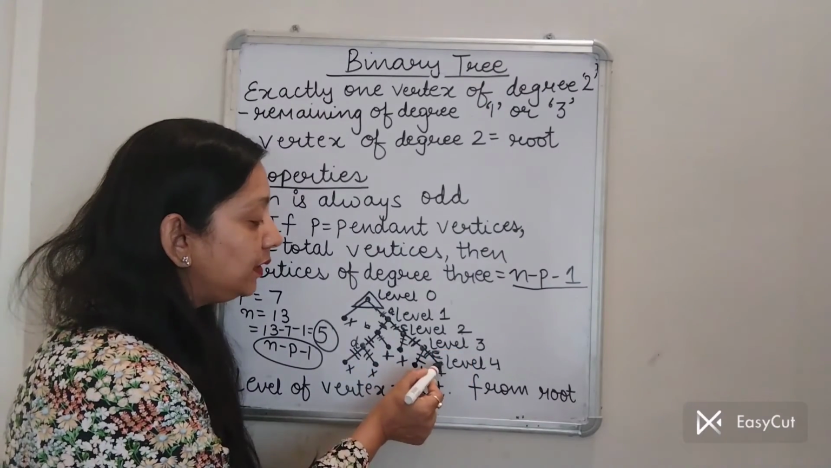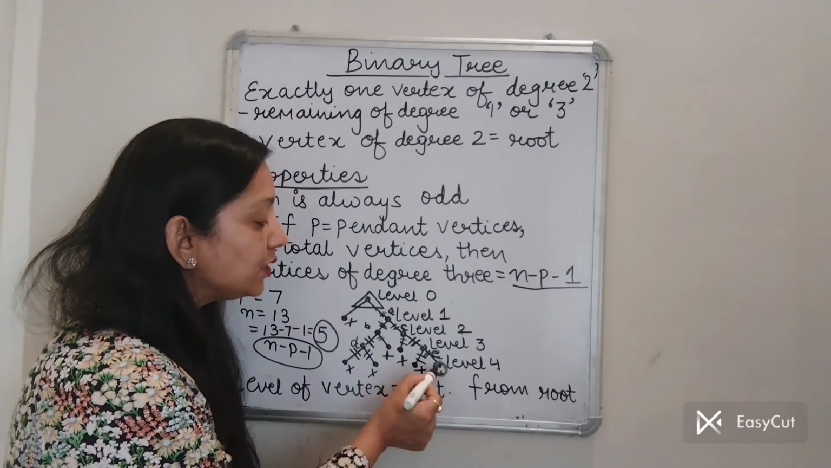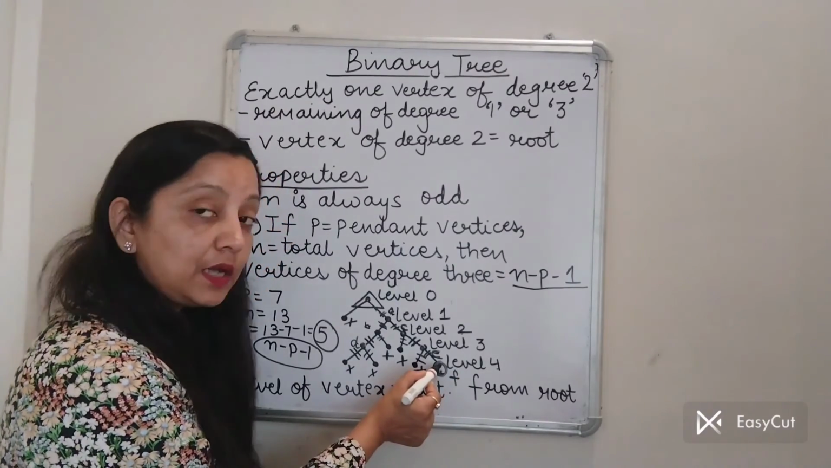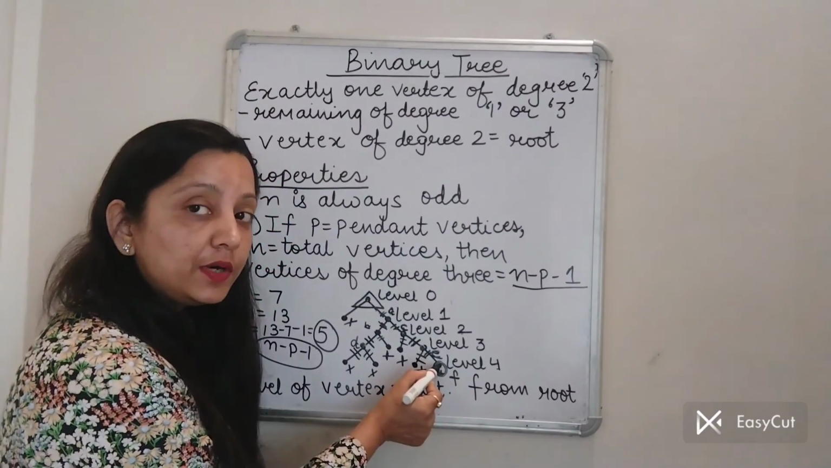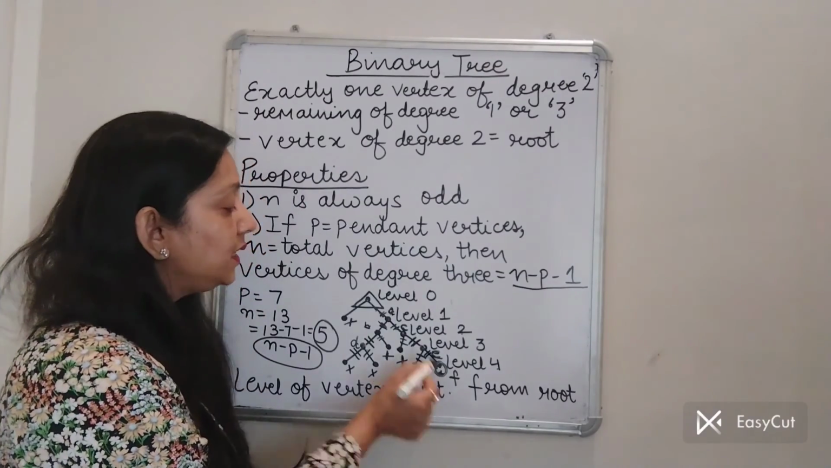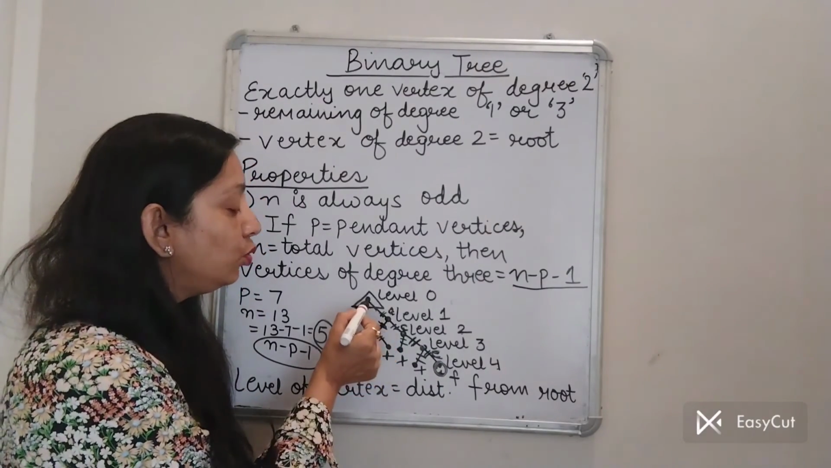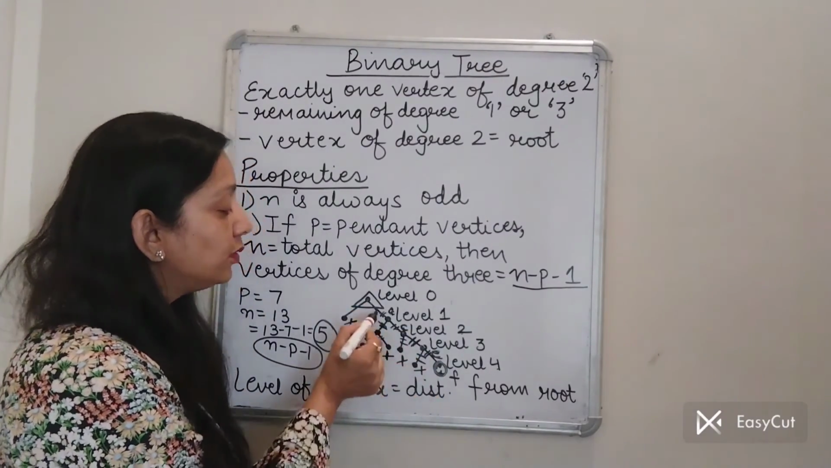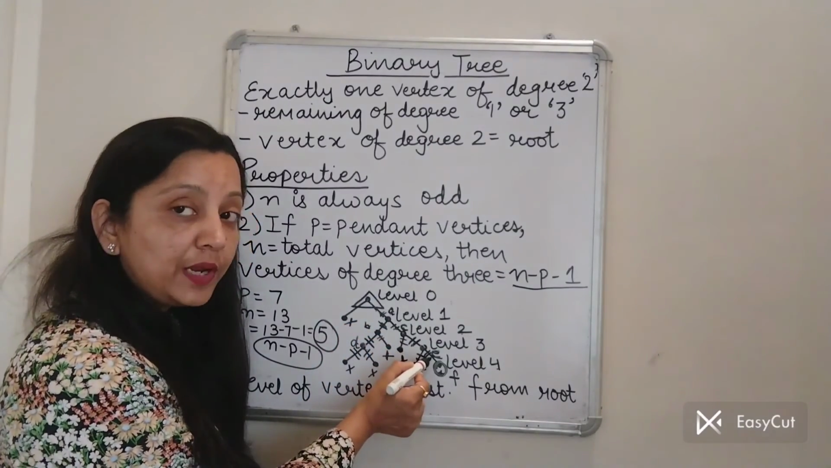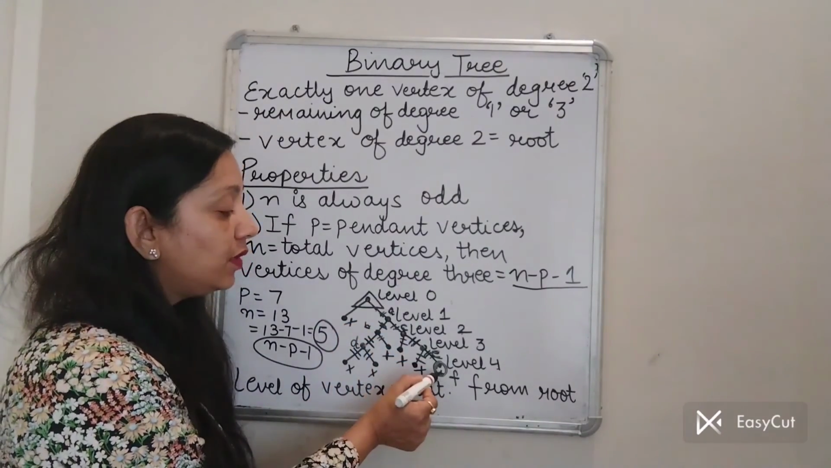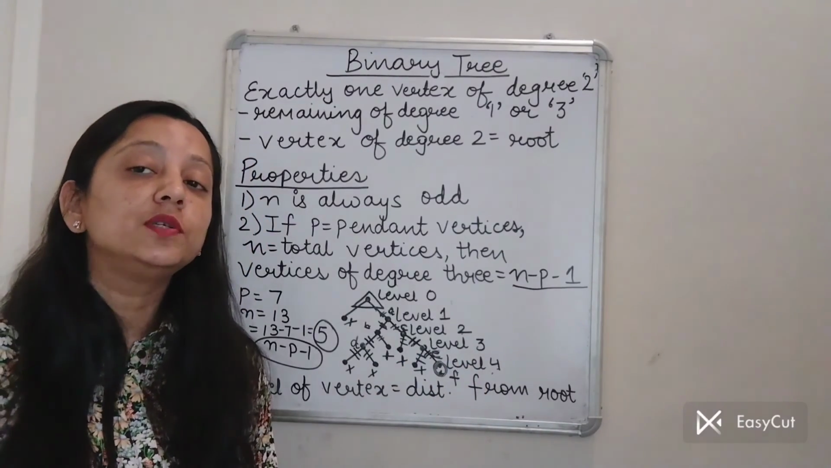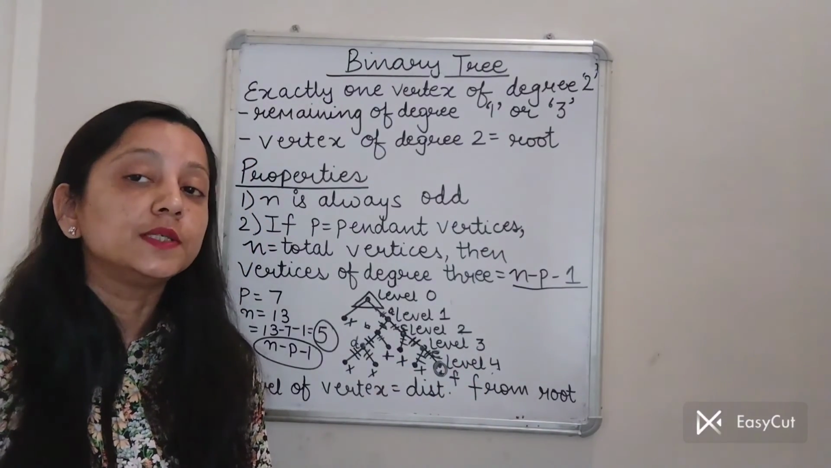And if I have to check the level of the last vertex, I can call it vertex F. So to find out the level of vertex F, I will see how many edges are between the root vertex and vertex F. So that means 1, 2, 3, 4. There are 4 edges between the root and the vertex F. So the vertex F is at level 4. So this is how you determine the level of vertices.